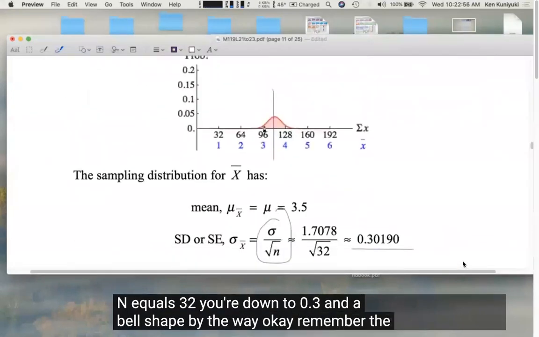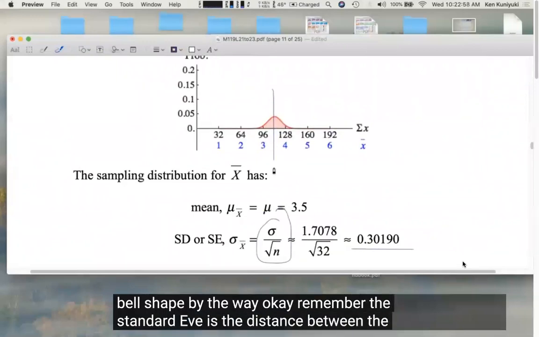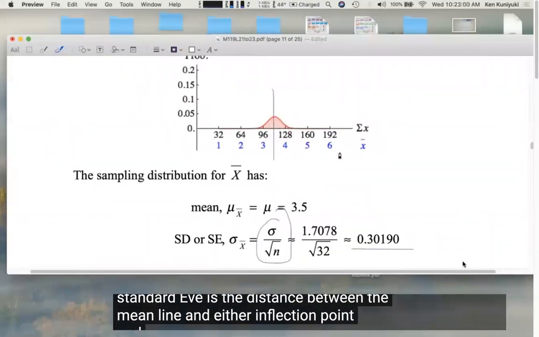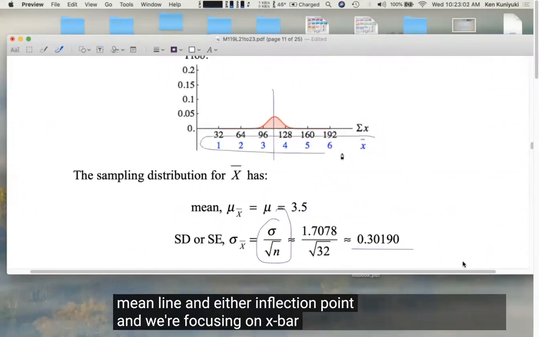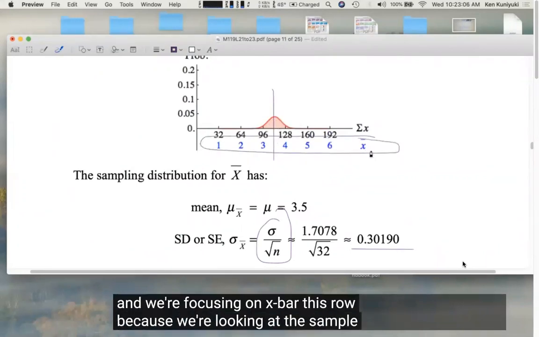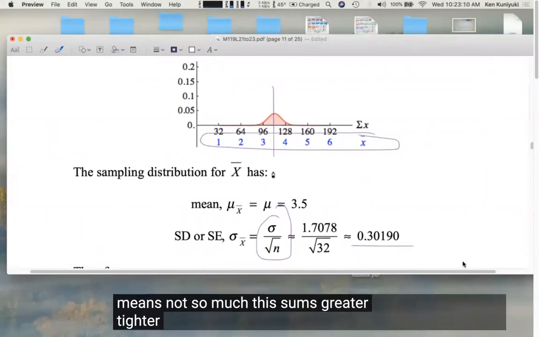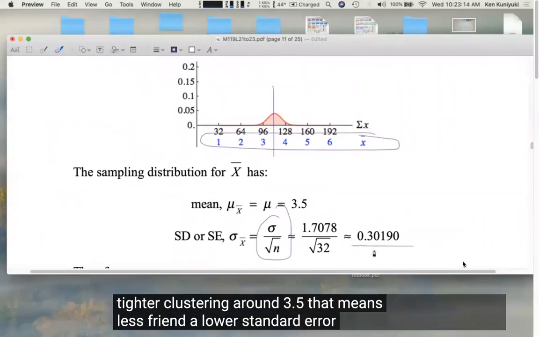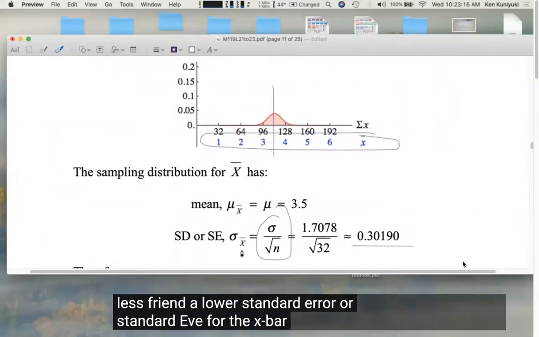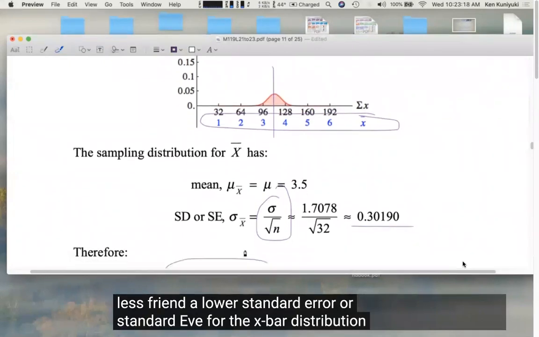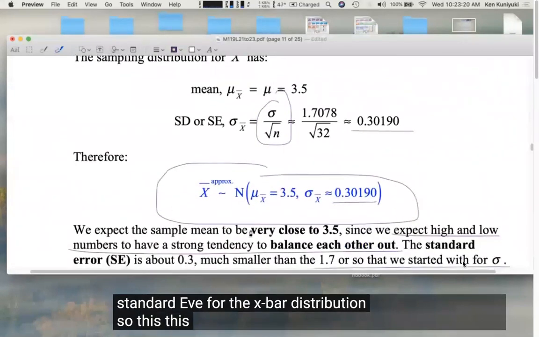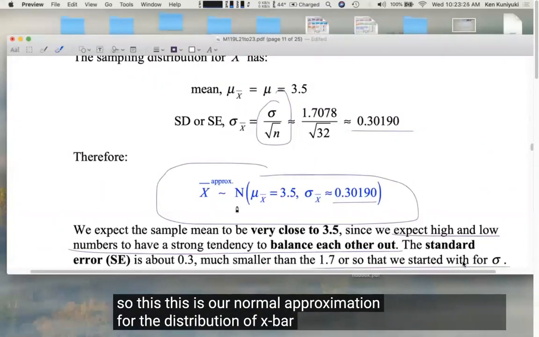Okay. Remember, the standard dev is the distance between the mean line and either inflection point. And we're focusing on x bar, this row, because we're looking at the sample means, not so much the sums. Greater, tighter clustering around 3.5. That means less spread, a lower standard error, or standard dev, for the x bar distribution. So this is our normal approximation for the distribution of x bar.